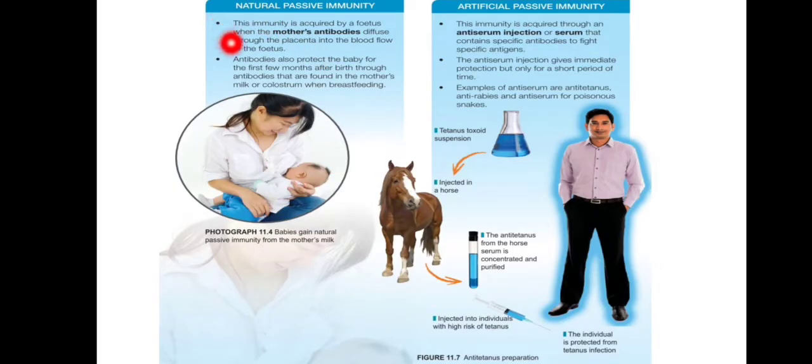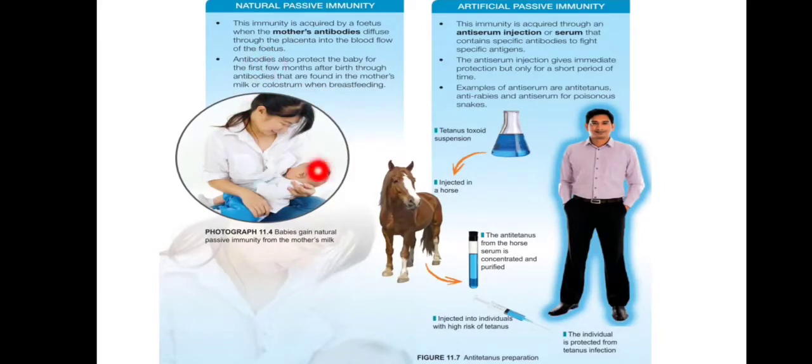Natural passive immunity, example, acquired by a fetus when the mother's antibodies diffuse through the placenta into the blood group of the fetus. Okay. Antibodies also protect the baby for the first few months after birth through antibodies that are found in mother's milk or colostrum when breastfeeding.